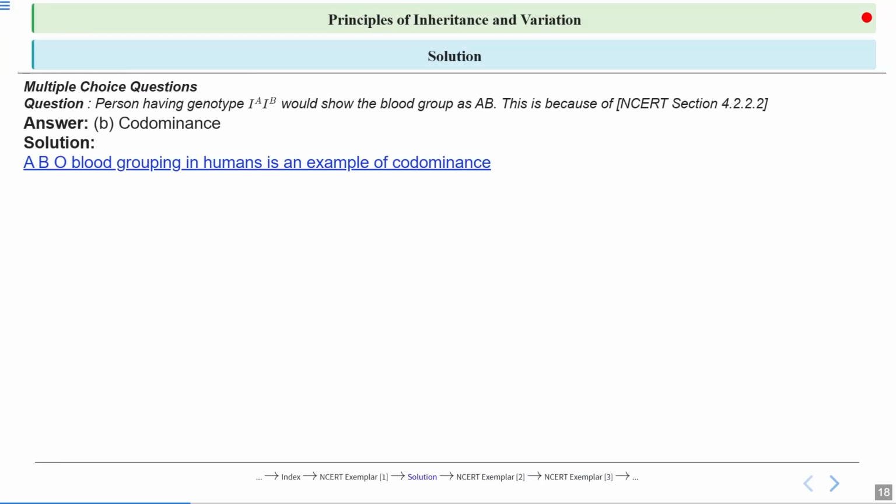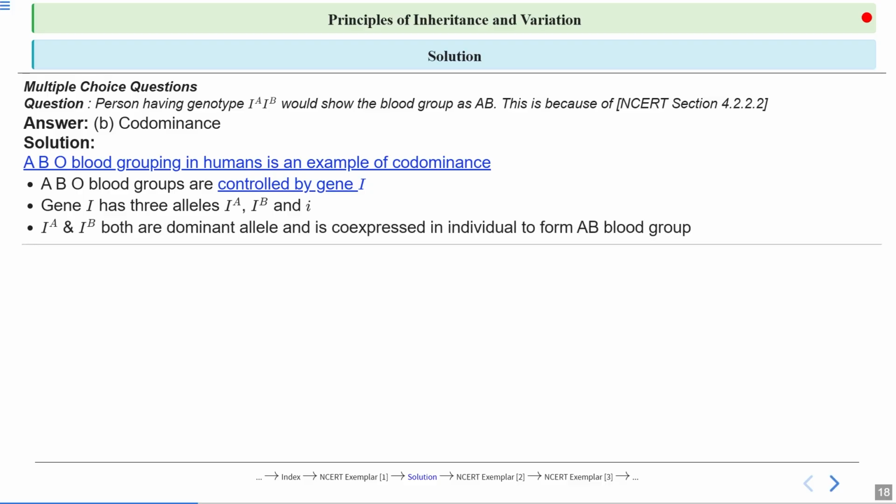So ABO blood grouping system, this is a very classical example of codominance. So what is happening here? You know that the blood group is controlled by a gene I, and this I gene has three alleles, IA, IB, and small i. IA and IB, these are codominant. Both of them are expressed in the heterozygous condition, and the person will be having AB blood group.